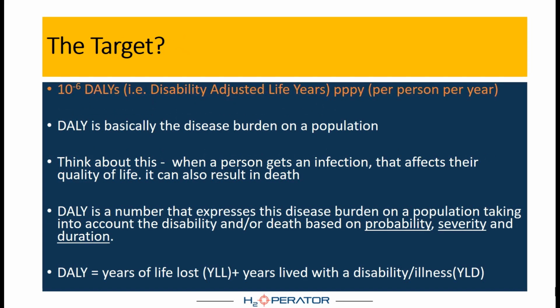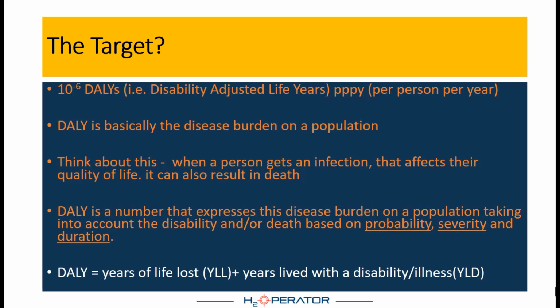So, 10 to the negative 6 DALY, or 1 micro DALY, or disability adjusted life years per person per year, is the target. DALY is basically the disease burden on a population. Think about this: when a person gets an infection that affects their quality of life, it can also result in death. DALY is a number that expresses this disease burden on a population, taking into account the disability and or death, on probability, severity, and duration. So remember, probability, severity, and duration.